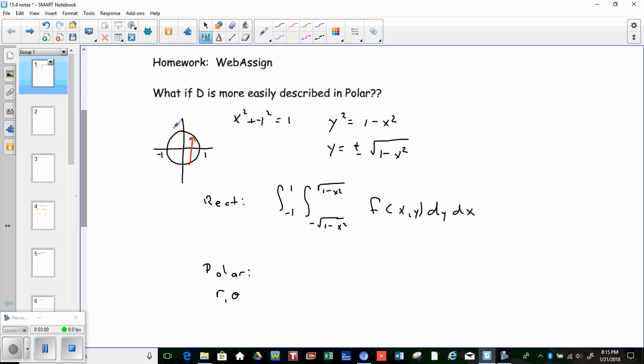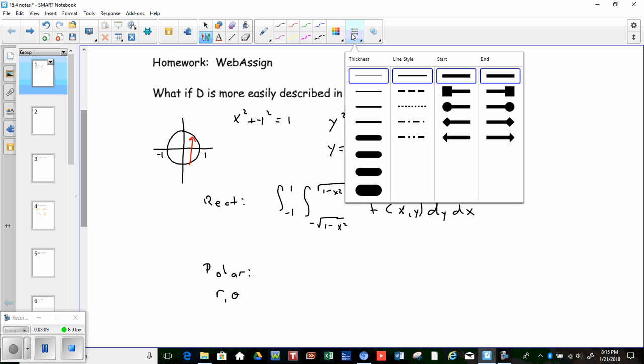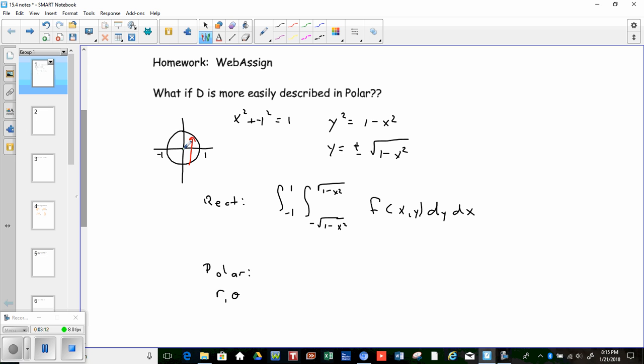Well, if you look at the circle here, it really isn't that difficult to figure out. R, the radius, I'll put this in green, the radius is going to go from here out to here. The radius is basically going to vary from 0 out to 1 in this case. So our radius is going to vary from 0 to 1.